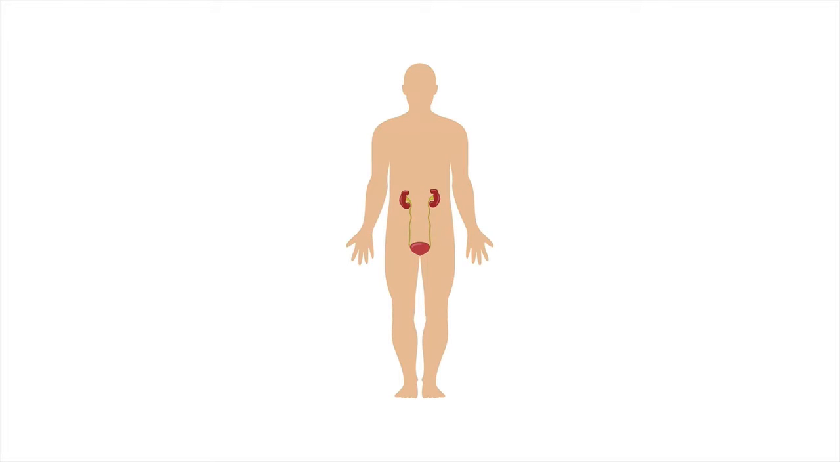The major organs of this system are the kidneys. There's one on each side of the body, but they are at slightly different positions. This is because the liver takes up more space on the right side of the body, so the right kidney has to be a bit lower.